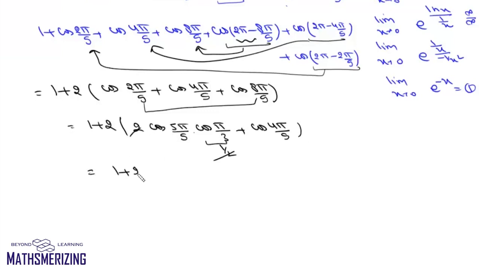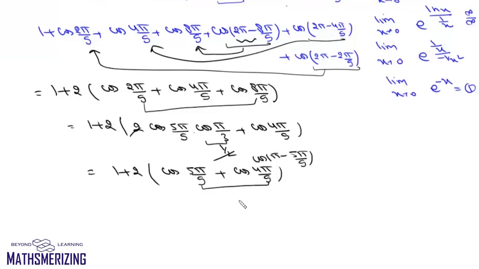So we'll get 1 plus 2, and it will be cos 5π/9 plus cos 4π/9. Now these two angles are supplementary angles. So we can write cos 4π/9 as cos(π − 5π/9). And cos(π − θ) is −cos θ. So it will be −cos 5π/9, which will cancel. So the answer to this part B is simply 1.